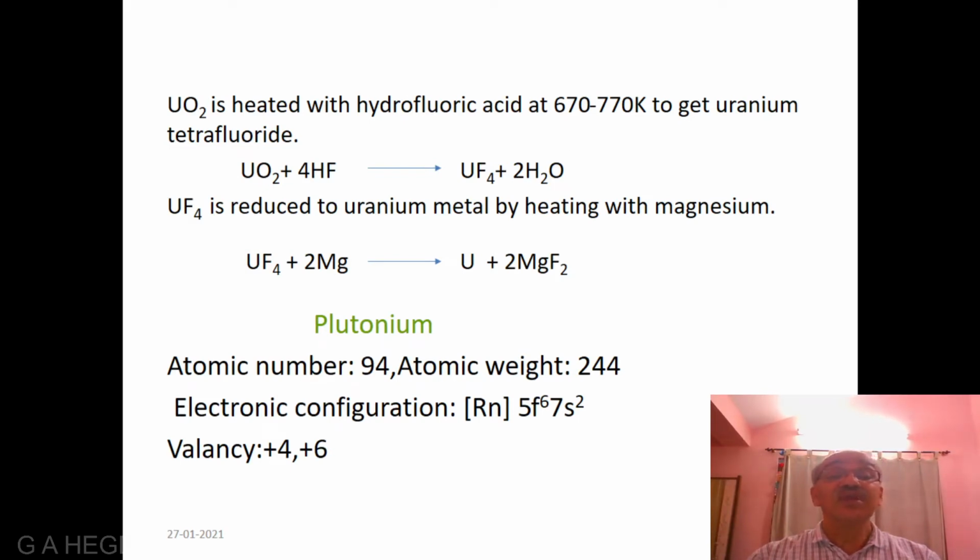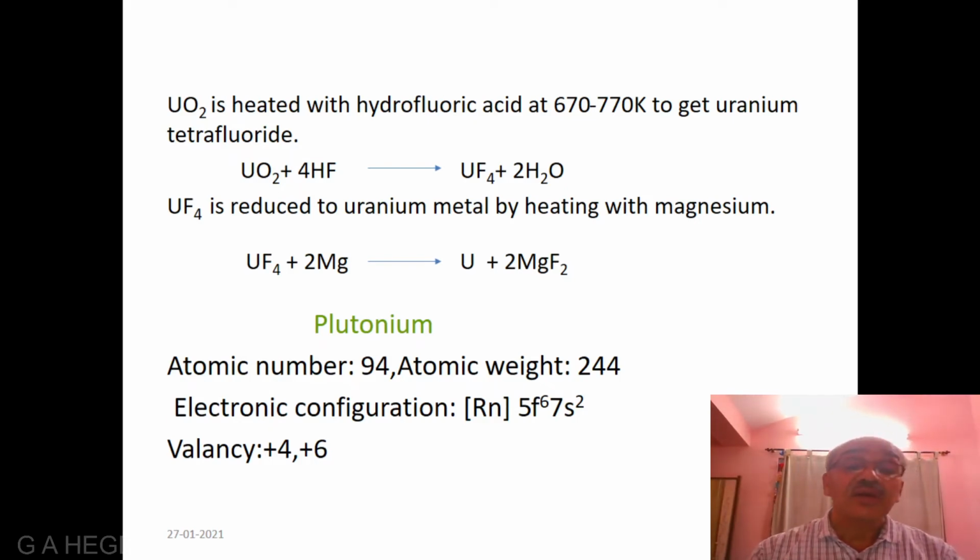UO2 is heated with hydrofluoric acid at 670 to 770 Kelvin to get uranium tetrafluoride. UO2 plus 4HF gives rise to UF4 plus 2H2O. UF4 is reduced to uranium metal by heating with magnesium. UF4 plus 2Mg gives rise to U plus 2MgF2.